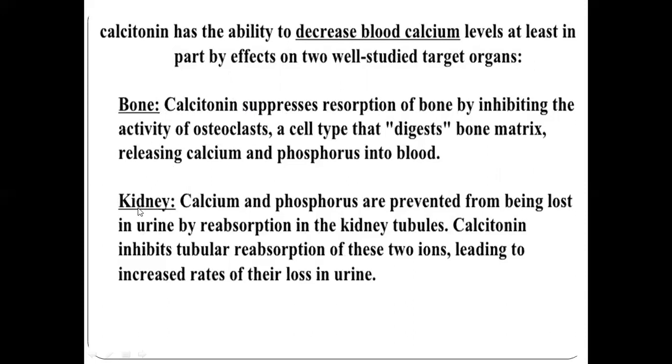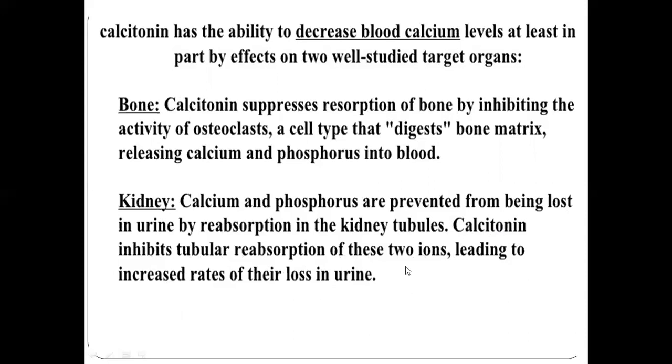The major function of the kidney is to reabsorb calcium, but calcitonin inhibits the tubular reabsorption of the two ions, calcium and phosphorus. It inhibits the absorption of calcium through the kidney, because when the calcium level is decreased in the blood, the parathyroid hormone wants to increase the calcium in the blood. So calcitonin inhibits the tubular reabsorption of these two ions, leading to increased rates of their loss in the urine.